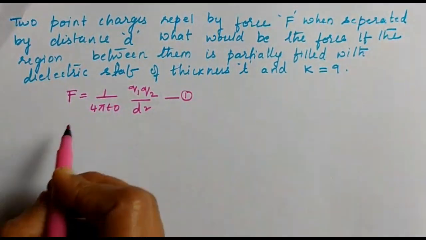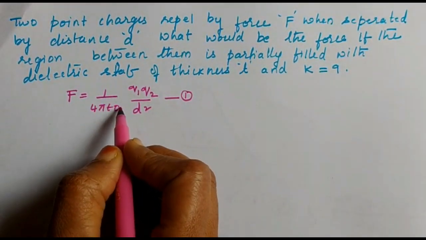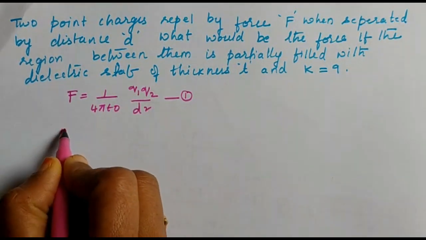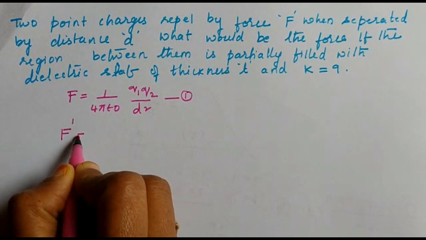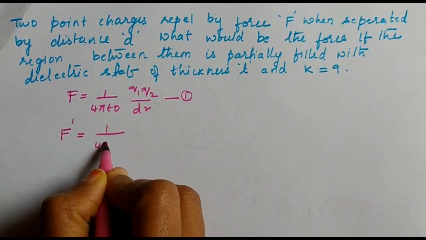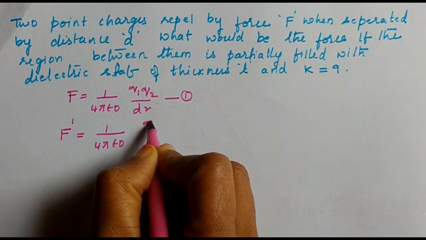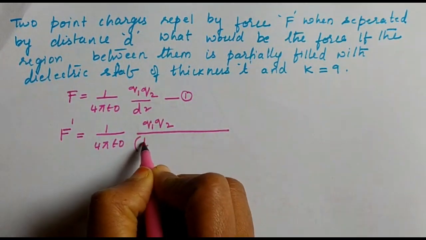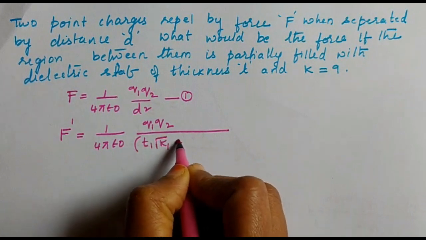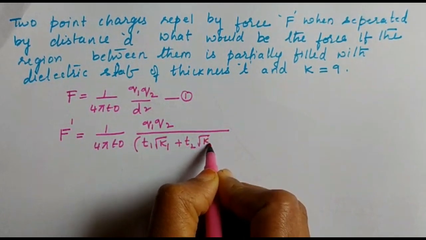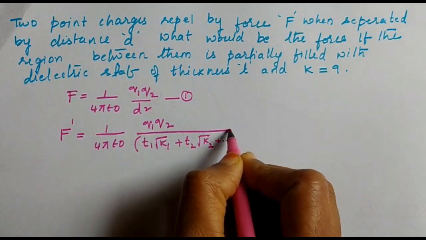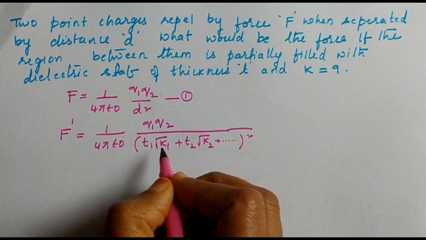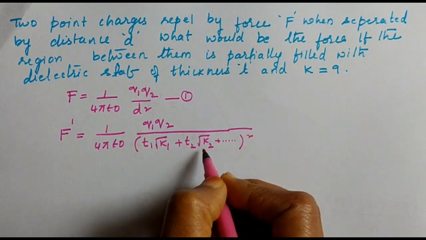If it is completely filled, you could have written it as 1 by 4 pi epsilon naught k q1 q2 by d square. But since it is partially filled, look at the formula for calculating it. The new force of repulsion would be 1 by 4 pi epsilon naught q1 q2. The denominator modifies as T1 root K1 plus T2 root K2, as many materials as you have, whole square, where T1 and T2 are the thickness of the dielectric slab, K1 and K2 represent the dielectric constant.